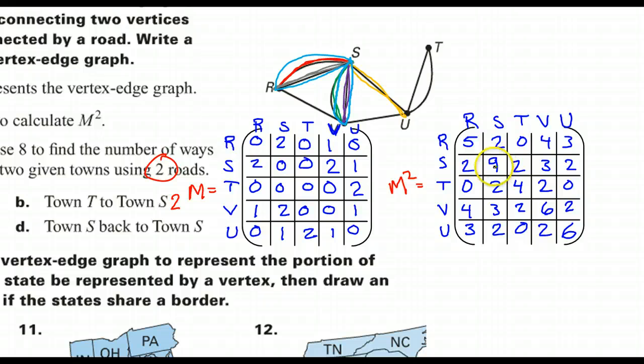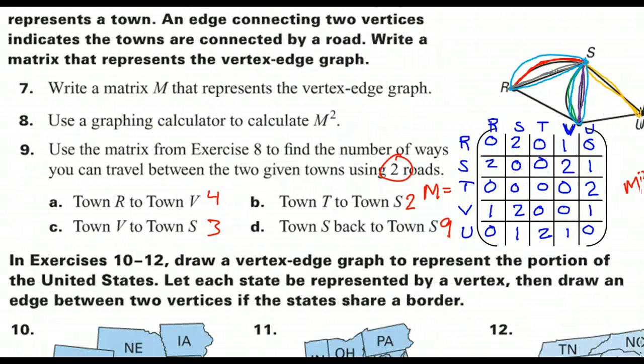So there should be a total of 9 of them if you counted them carefully. But we can just get it off the graph, there are 9. Alright, just wanted you to get a feel for what that's really saying. Okay, again, if I wanted to know how many ways of getting from one place to another using 3 roads, then I would cube it. 4 roads, 4th power, and so on. Alright, that's enough of that.